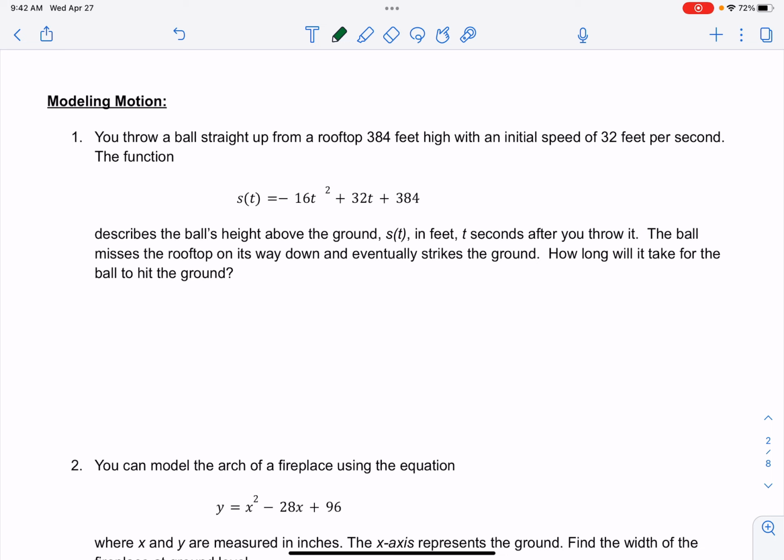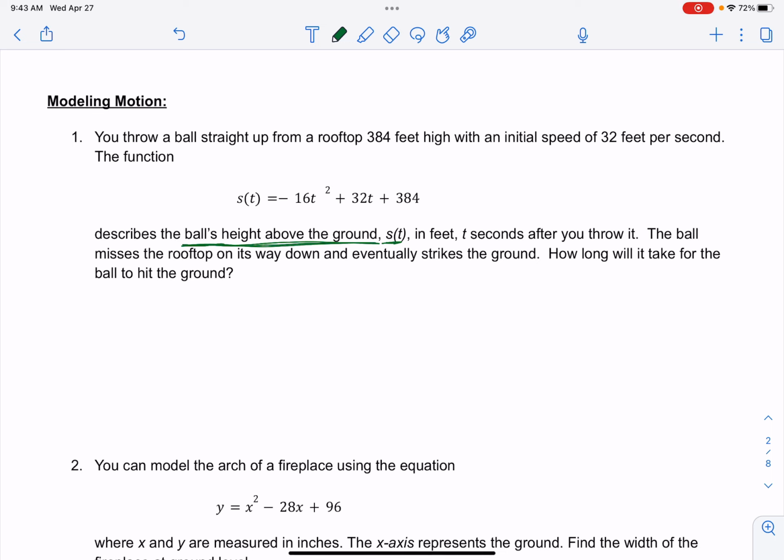They give you this function, s of t equals negative 16t squared plus 32t plus 384. And this describes the ball's height above the ground, s of t, in feet, t seconds after you throw it. The ball misses the rooftop on its way down and eventually strikes the ground. How long will it take for the ball to hit the ground? So s of t is the ball's height above the ground.